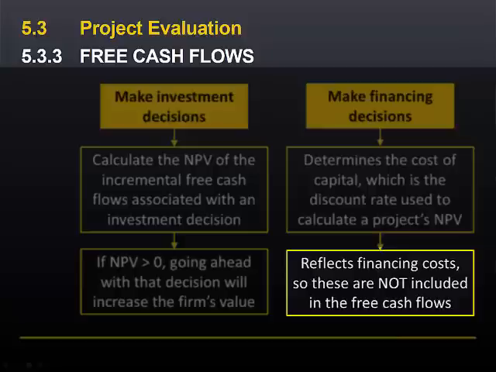But we don't include financing costs as part of the cash flows from a project. As we mentioned earlier, free cash flows are cash flows that are not connected with the financing of a project. We calculate the NPV of the free cash flows to see whether the project is worth undertaking. The higher the financing costs, the higher the cost of capital, which is reflected in the discount rate used to calculate the NPV. So if we included financing costs as cash flows from the project, we would in effect be counting them twice. Once in the cost of capital, and then again as a cash flow associated with the project.